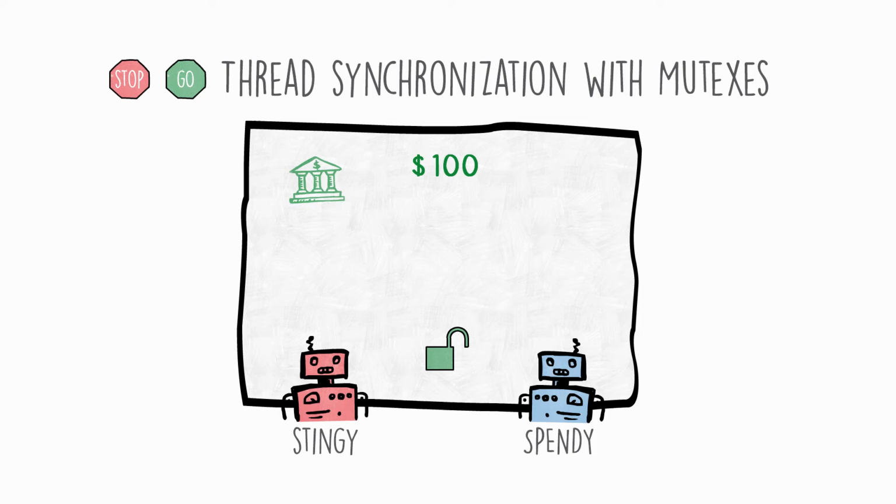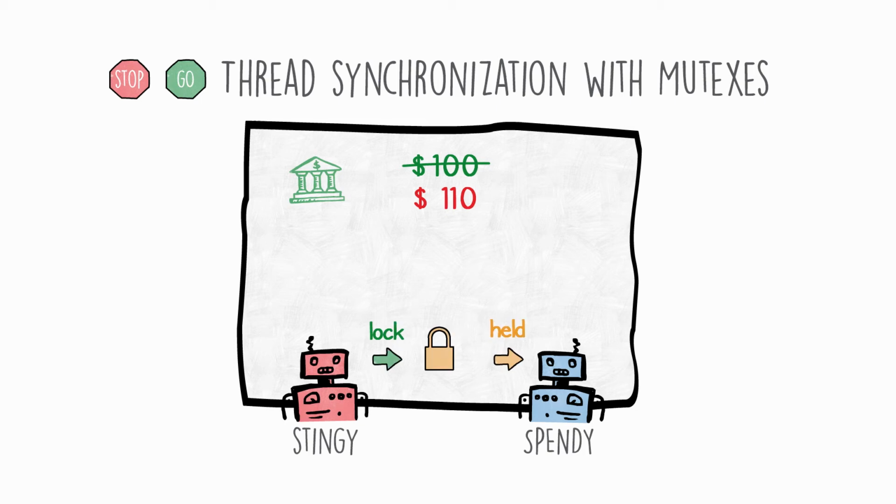So in practice, what we would do is the Stingy thread would ask to acquire the mutex, right, the lock. And if the lock is available, the lock is acquired or held by Stingy, right? And then Stingy can go ahead, update the value, and afterwards unlock this mutex. Spendy would do the same. It would try to lock this mutex, and if it's available, it will be held by Spendy.